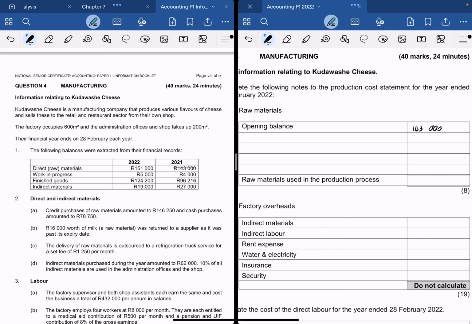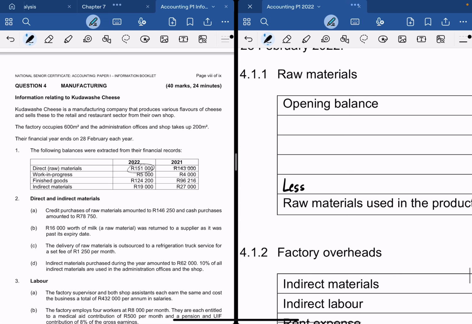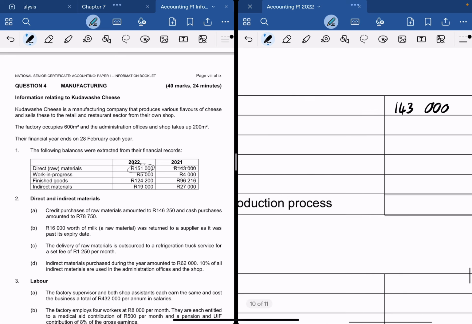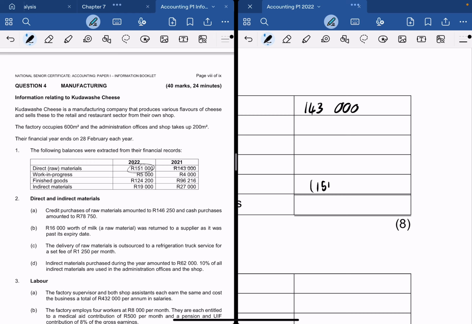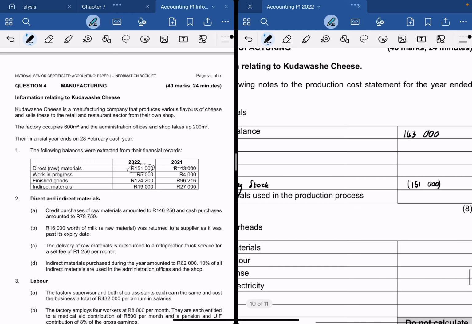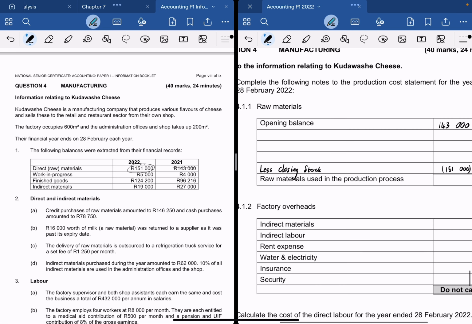And we know this part over here is going to be the closing stock, less closing stock. And then don't forget to put this in a bracket, right? Because the whole point of this table, this note, or production cost statement, is we're calculating the raw materials used in the production process. If we've got something on hand at the end of the year, closing stock, it's not being used. So we need to subtract it from what we used. So that's why we put the brackets there.